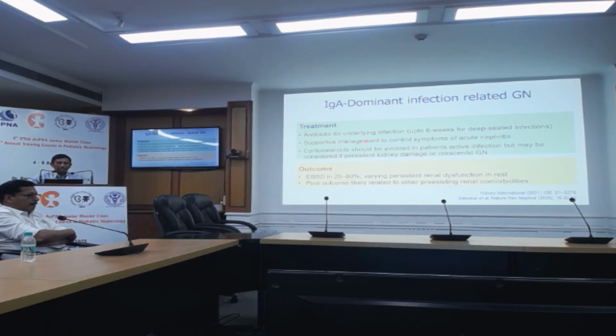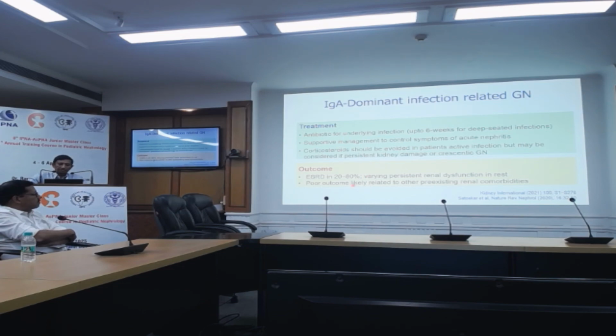The supportive management revolves around managing the acute nephritis. Corticosteroids are avoided because of fear of flaring up of the infection and may have an adverse effect on the outcome. Also, the outcome of IgA dominant disease is less favorable than what you'd see in PSGN. End-stage renal disease is seen in about 20 to 80% variably in different reports. There is also varying persistence of renal dysfunction in the remainder of the patients.